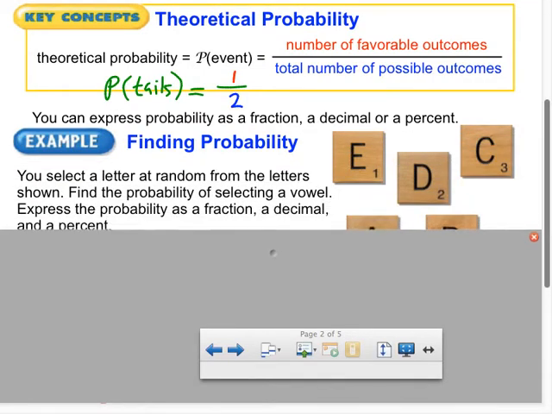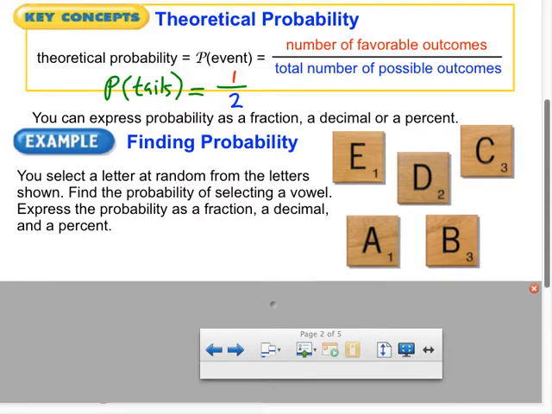All right, so let's take a look at this. You select a letter at random from the letters shown. So you guys ever play Scrabble? Yes. So say we took, these are all of the letters. There's 5 of them. You flip them over, you mix them up. You select a letter at random from the letters shown. Find the probability of selecting a vowel. Express the probability as a fraction, a decimal, and a percent.